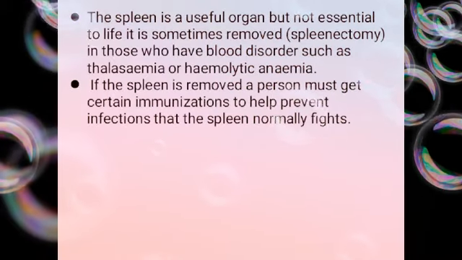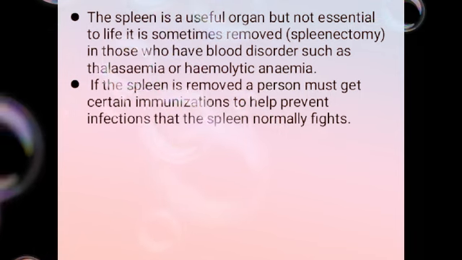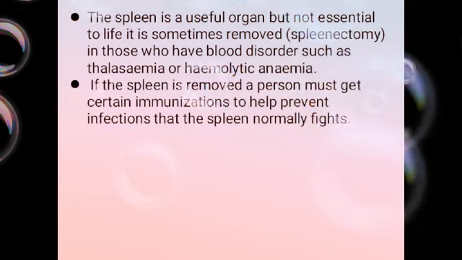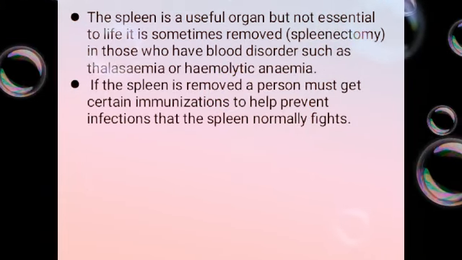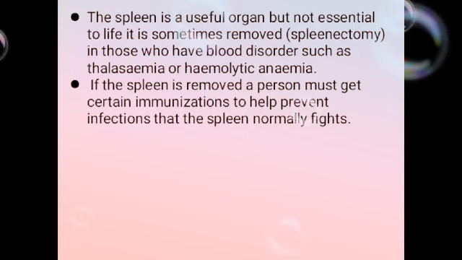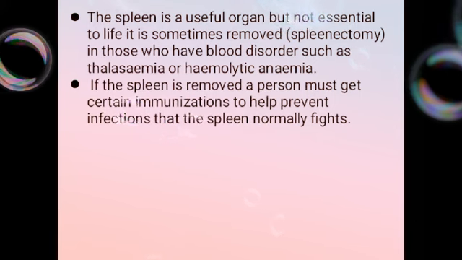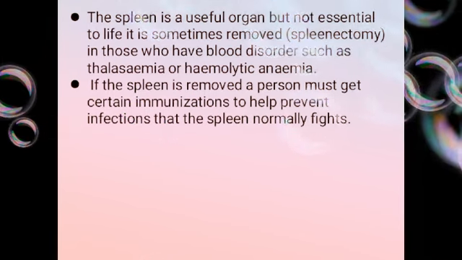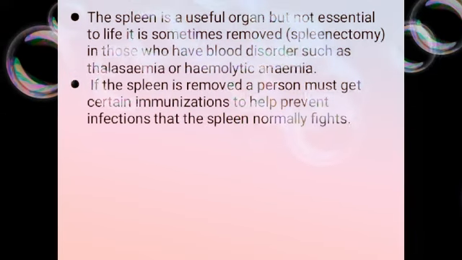So the spleen is a useful organ but not primarily essential, in the sense that a person can live even without the spleen when it has been removed. There are some of the disorders we are going to talk about in our lesson today in which the spleen can be removed through a splenectomy, but the person can still survive without the spleen.